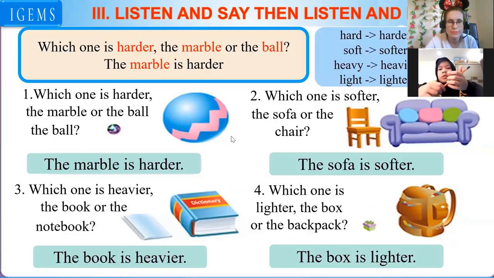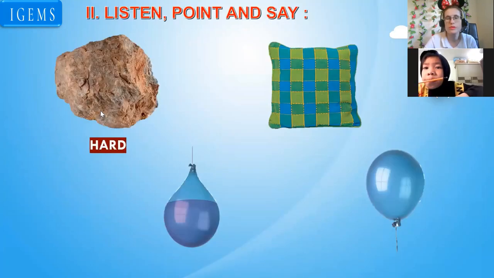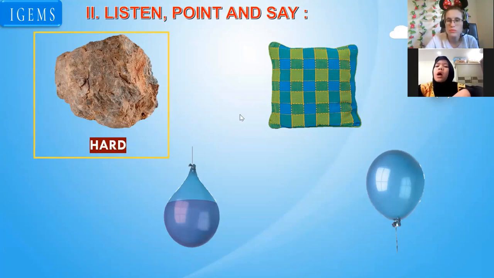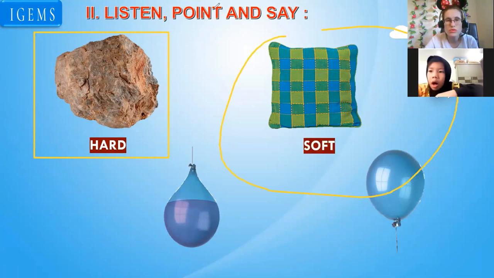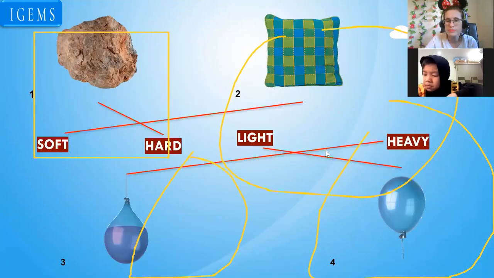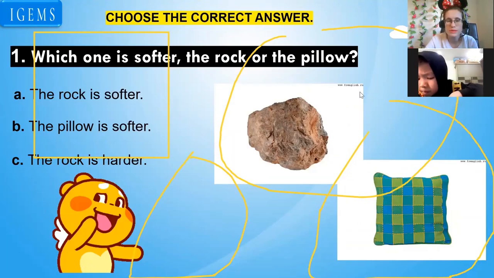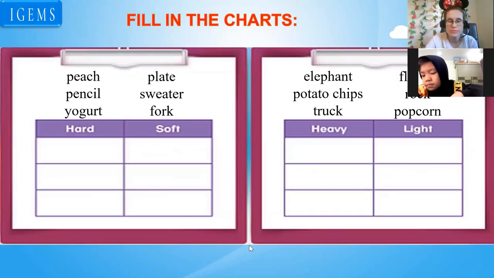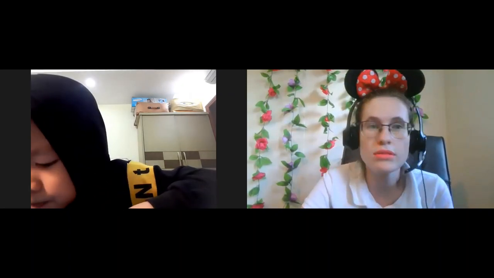Paper and pen, please. Let's make notes. First one, hard. Hard. Soft. Hard. Soft. Heavy. Light. Good. Let me see if I can find something to help us with this one. It's too difficult for you.